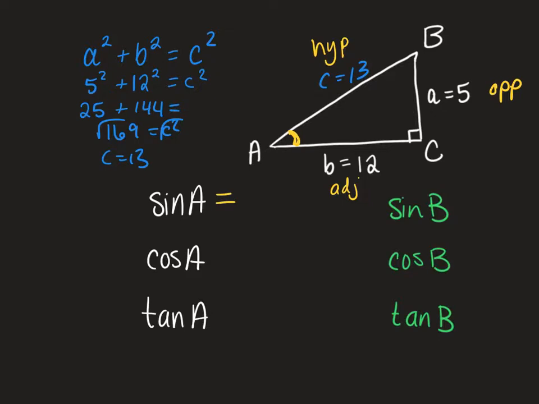All right, so sine of A, sine is what? How do we find sine? Opposite over hypotenuse. So it's equal to 5 over 13. Bam, done. There's no sine button needed. We don't need those today.